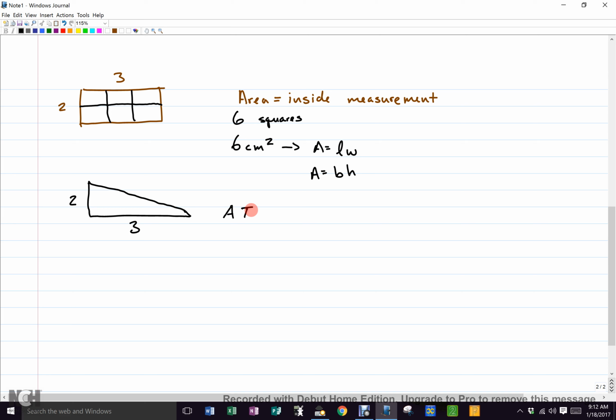Area of a triangle must be what? If a rectangle is length times width, then what did I do to it? So what do I do to this area? Divided by 2. Everybody understand? So what if it was a house? Then it would be base times height divided by 2, wouldn't it? Everybody good? Okay. Triangles are where kids start to get lost.